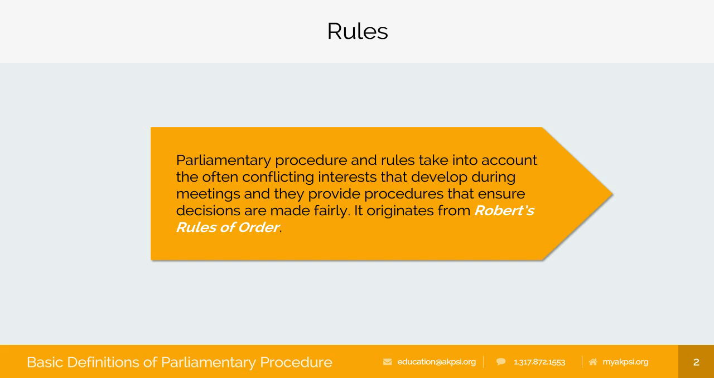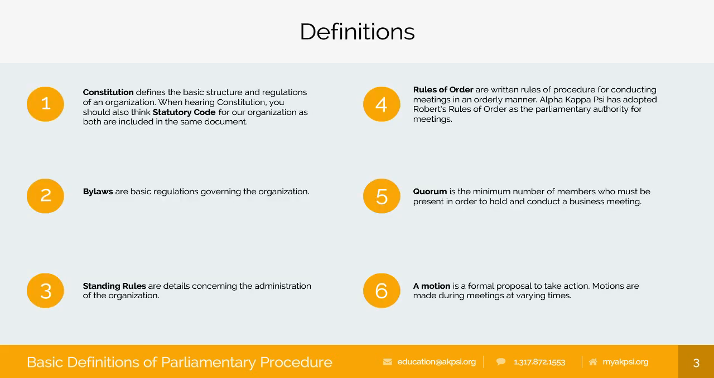Robert was a general who, after getting out of the military, found that meetings were not run very efficiently. He created these rules to streamline the process, and the rules have since been adopted as a leading guide for parliamentary procedure. There are many different parts to parliamentary procedure.